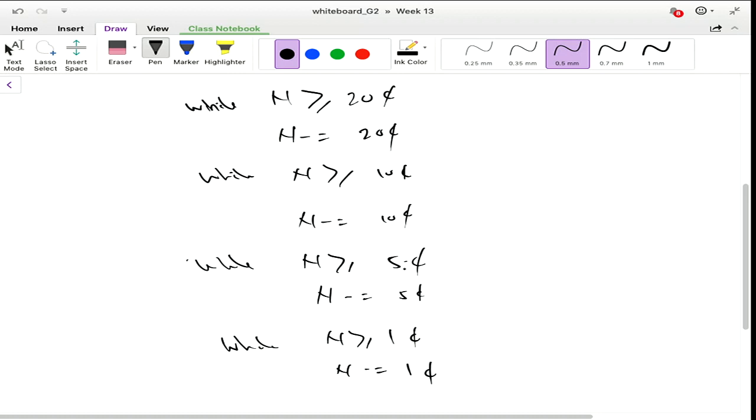Now in this case, we just need to increment the number of times that we go inside the while loop. Then we're going to have a number of coins that we are returning based on the greedy solution.